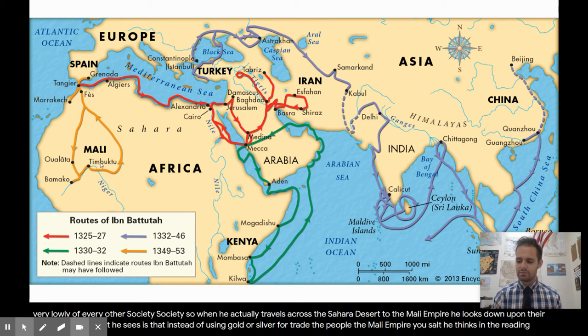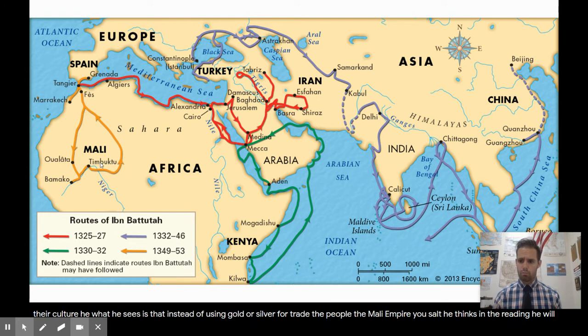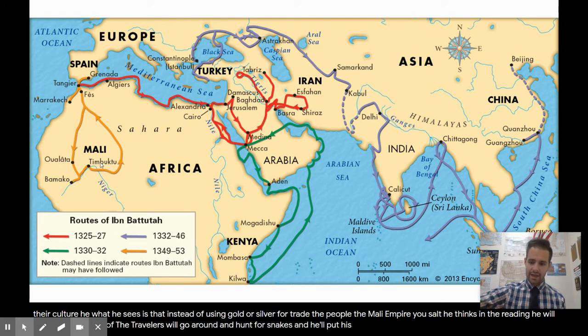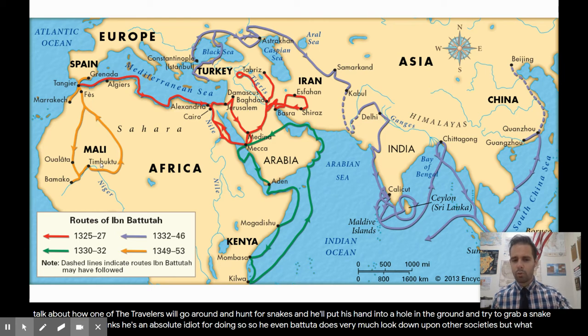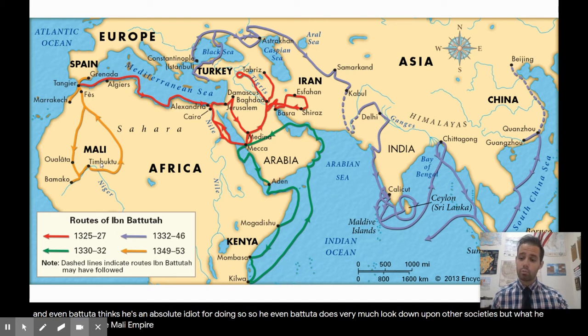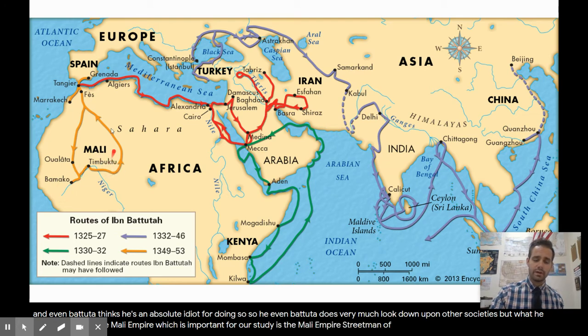In the reading, he will talk about how one of the travelers will go around and hunt for snakes, and he'll put his hand into a hole in the ground and try to grab a snake. And Ibn Battuta thinks he's an absolute idiot for doing so. So Ibn Battuta does very much look down upon other societies, but what he points out about the Mali Empire, which is important for our study, is the Mali Empire's treatment of women.